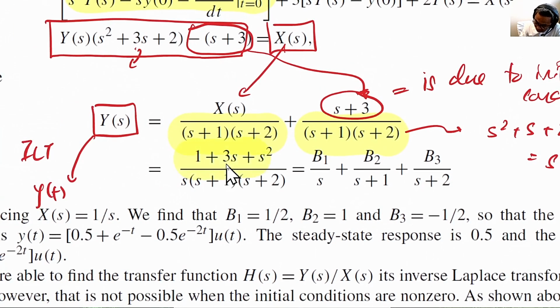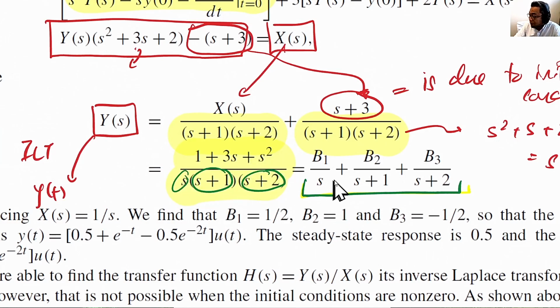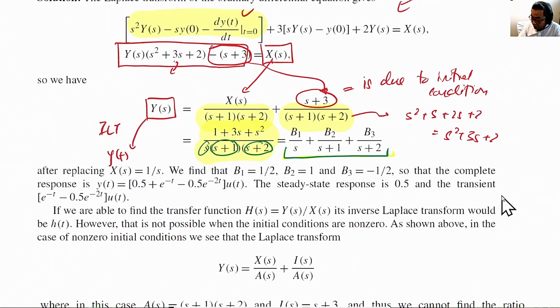Once we have this equation of Y(s), we want to perform the inverse Laplace transform. To do that, we perform partial fraction expansion and we get the following expression. By partial fraction expansion, you need to factor out all these factors, put them individually, and solve for the constant at the numerator. We find, and you have to do this by yourself, b1 equals half, b2 equals 1, b3 equals minus half.